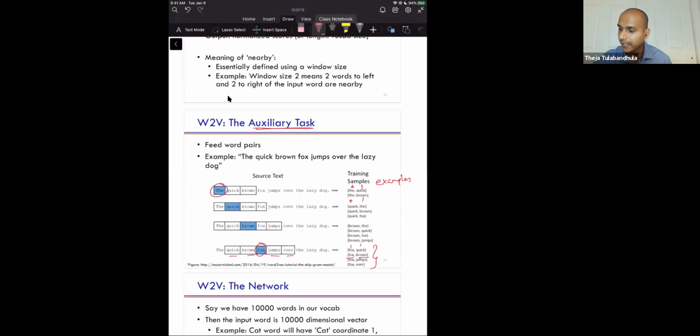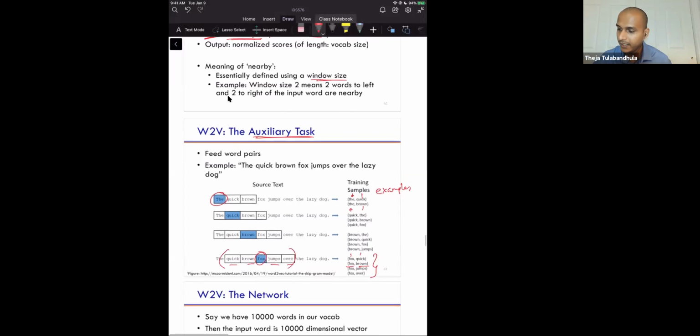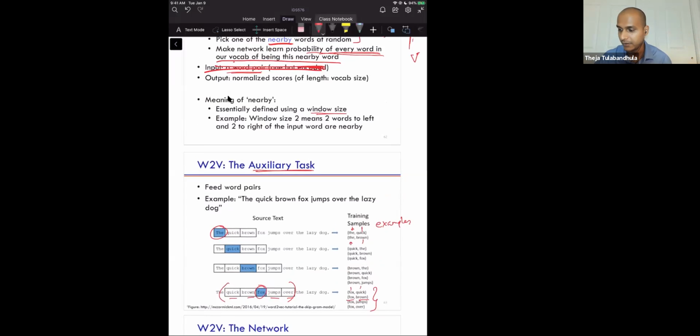To choose what is nearby, we just chose a window of size 2. So you can see plus 2 words to the left, plus 2 words to the right are defined to be nearby words in this example, as in the word-to-vec construction as well.